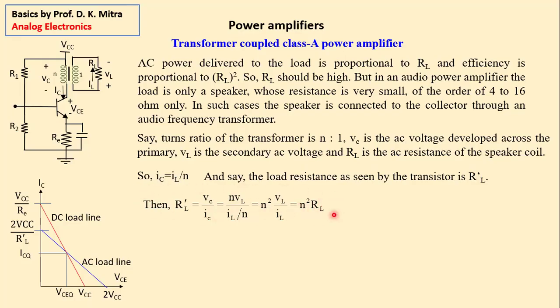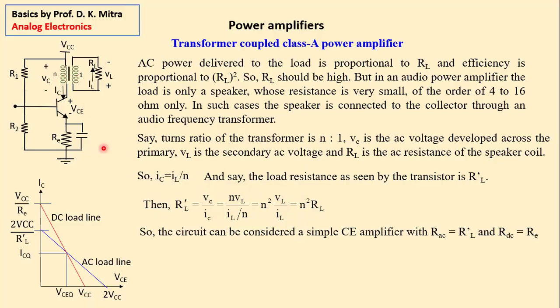This is a basic transformer relation, which is not a part of communication engineering. It's a part of basic electrical engineering. I hope you remembered that. The impedance of the secondary is reflected in the primary N square times, where N is to 1 is the coil ratio, the turns ratio. Now, it becomes very simple. It is a simple common emitter amplifier with load resistance equal to RL dash. RAC is equal to RL dash, and for the DC current, the only resistance is RE, and the AC resistance is RL dash. With this conclusion, this becomes a simple common emitter amplifier.